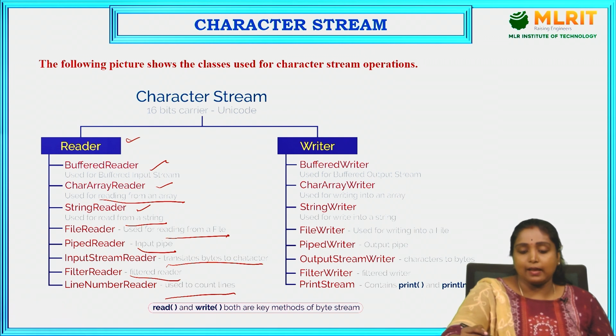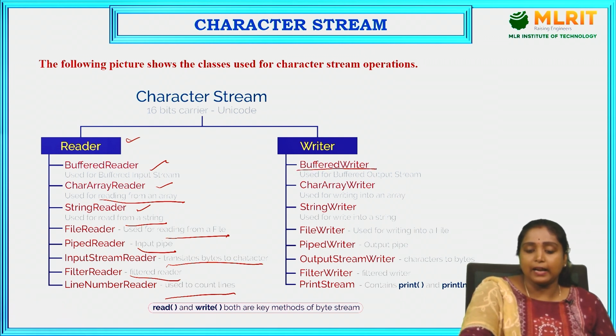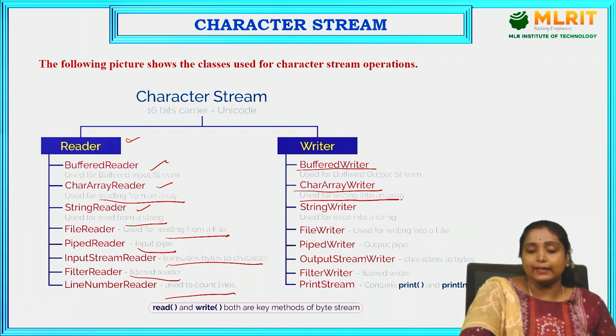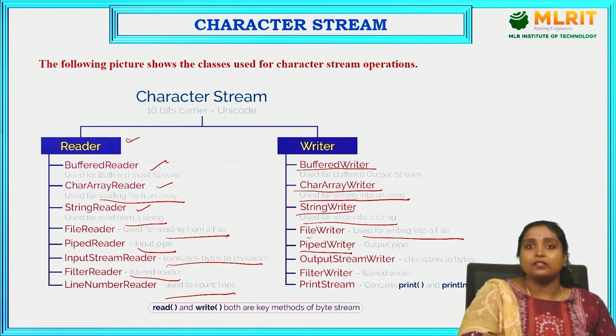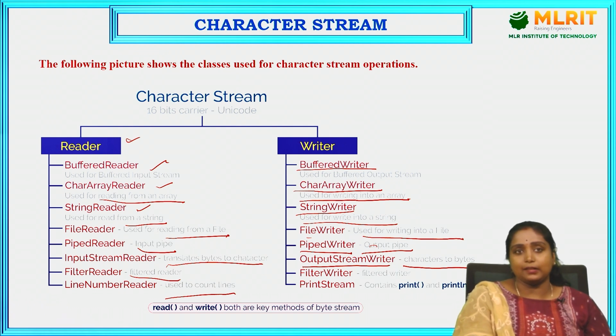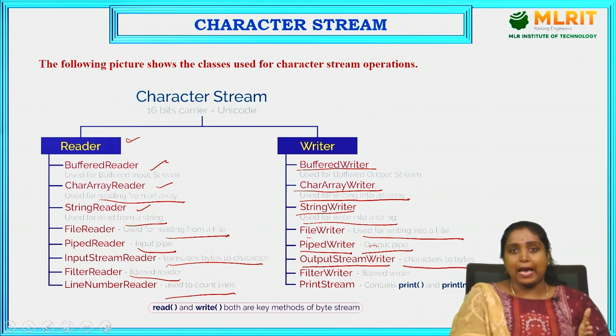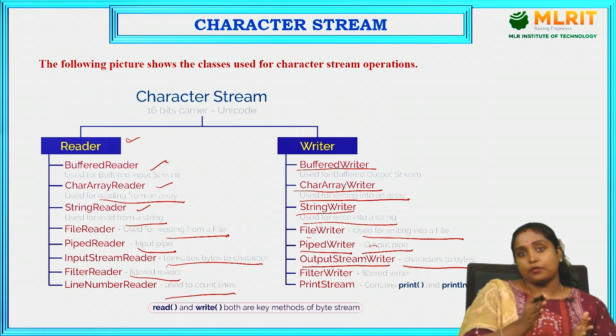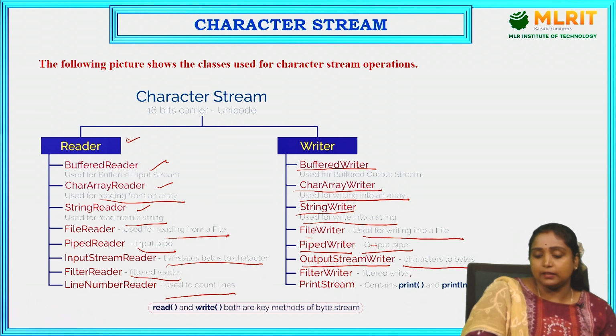In the writer class, again you have BufferedWriter for the buffered output stream, and CharArrayWriter, which is used for writing into an array. StringWriter is used to write into a string, and FileWriter is used to write into a file, as well as PipedWriter, which is the output pipe. OutputStreamWriter converts characters into bytes. Here the InputStreamReader translates bytes into characters, and the OutputStreamWriter converts characters to bytes. And FilterWriter is a filtered writer.